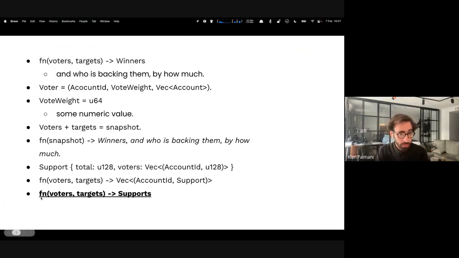And so the last version would look something like this. You get a bunch of voters and targets, AKA snapshot, and you spit out an output that we call supports. So a vec of supports, a vec of account IDs and supports.